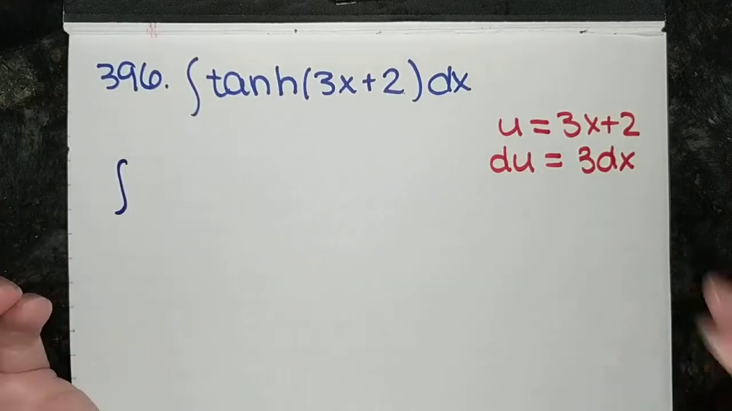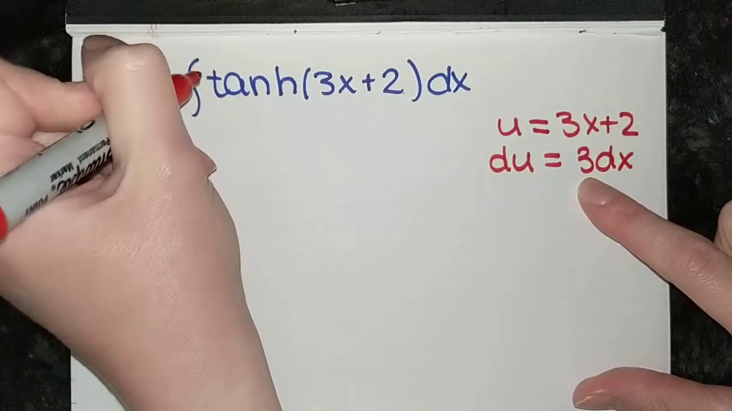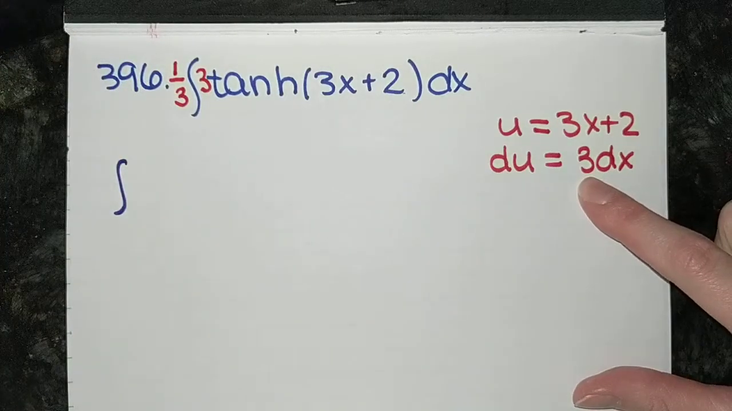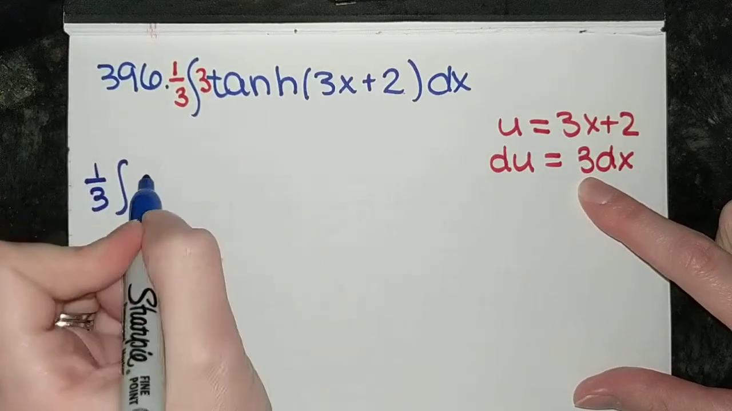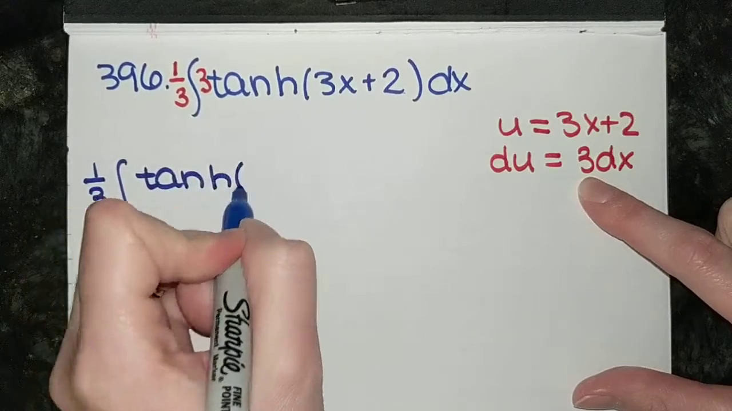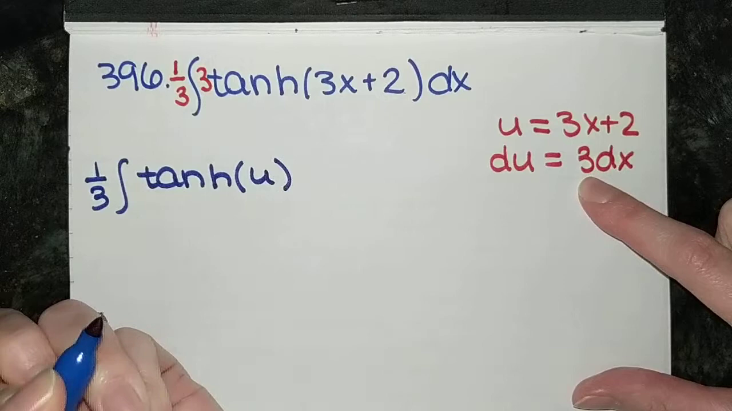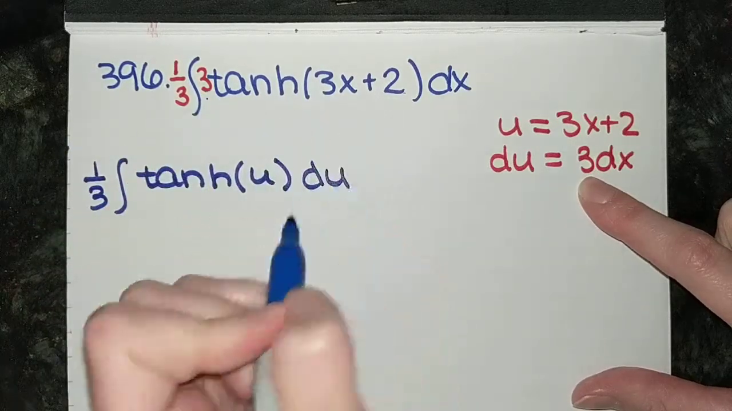And when you do that, you'll notice that you do have to multiply in a 3 in order to get your du, and then you'll have to divide by a 3 on the outside. So for the u substitution part, you'll have 1/3, and then hyperbolic tangent of, and then instead of this 3x plus 2, we will now sub in our u, and then the 3 dx becomes your du.